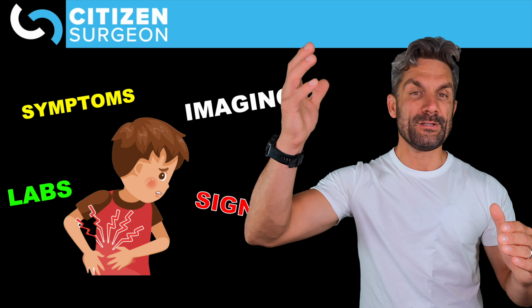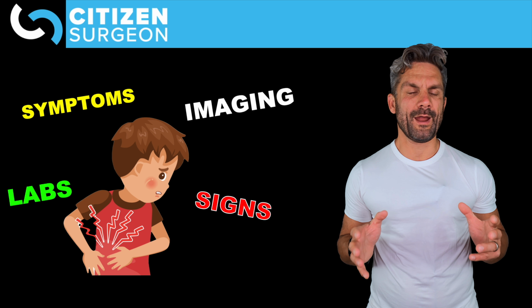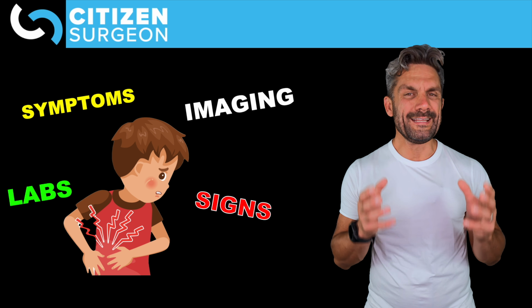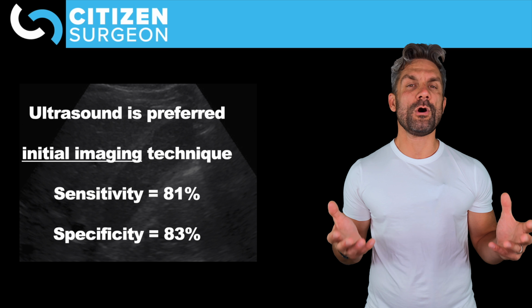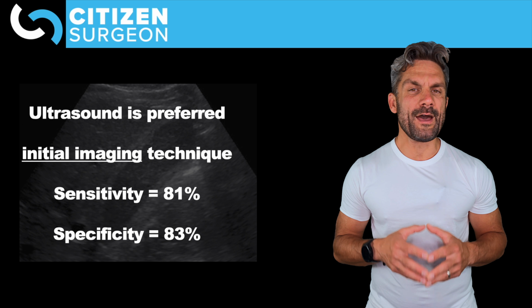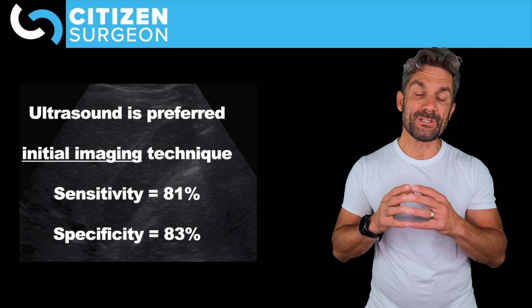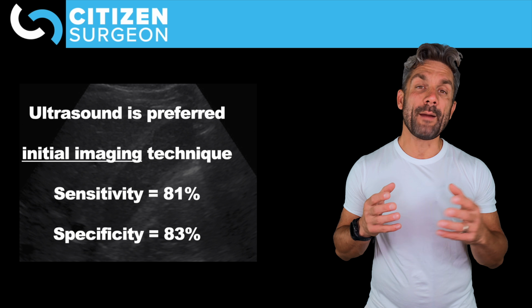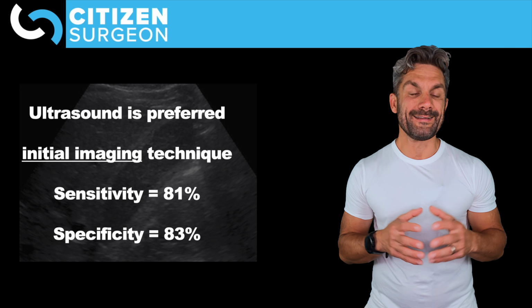Okay, so in this little guy right here, we have signs, we got symptoms, we got labs, and finally we have imaging. When we look at our options for imaging, there are a lot, right? And what is the preferred initial imaging strategy for making the diagnosis of cholecystitis? It's ultrasound, okay? So ultrasound has a sensitivity and specificity of 81 and 83%. Okay, it is operator dependent.